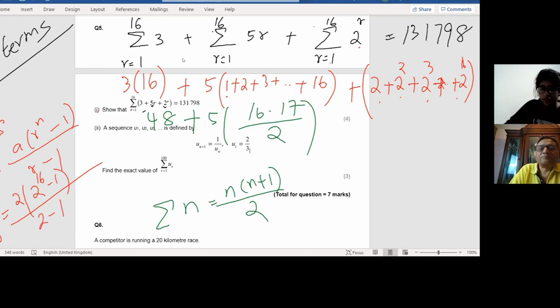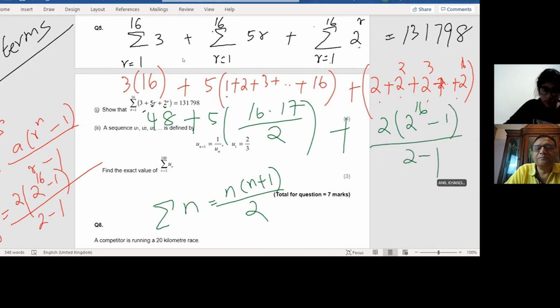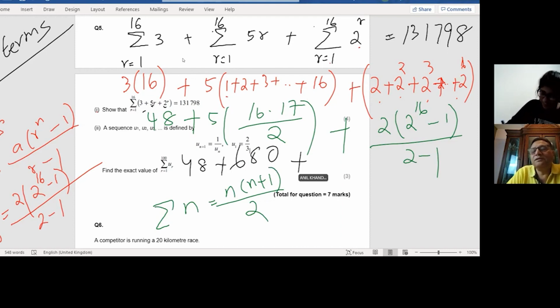Divided by 2. Plus, this we already got, let me rewrite this as 2 times 2 to the power of 16 minus 1 over 2 minus 1. Is that correct? 2 minus 1, of course, is 1. So now you can use a calculator and calculate these values to get the answer. So 8 times 5 is 40. 40 times 17 is 680, right?